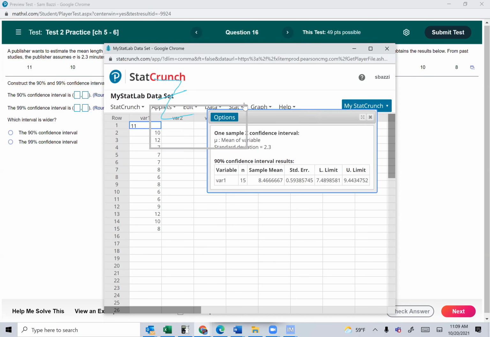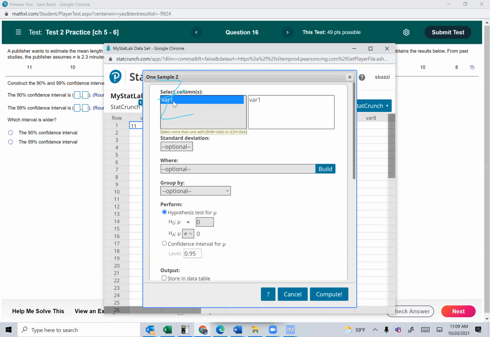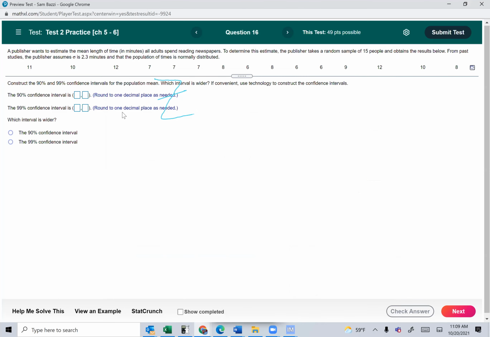Now for 95%, watch. Z stats, one sample with data, choose variable one. The standard deviation was given to be 2.3. And now, guys, I'm going to change the confidence level to 95. And here's the second interval. So that's how you use StatCrunch to do this.